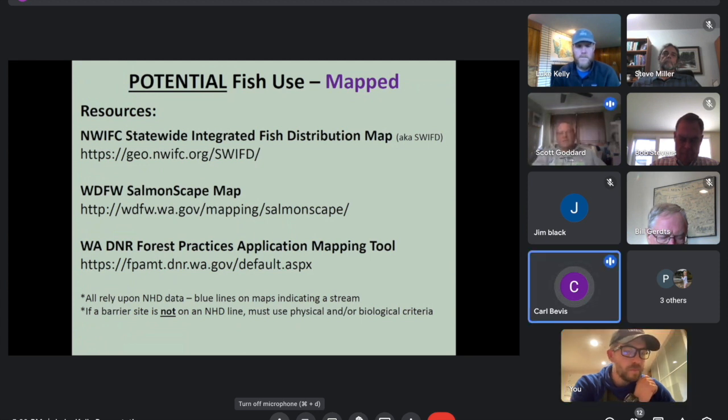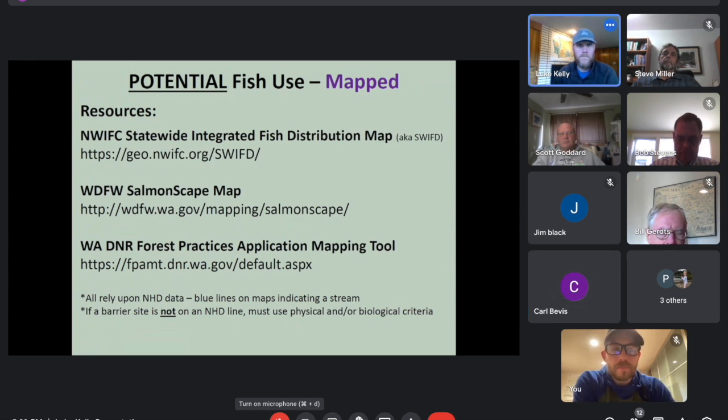Carl here again, maybe I should know. You can overlay these fish use maps and the culvert stuff in some of the layers, right? Yeah, that's a really good point. They pull in Salmonscape into DFW's barrier database. You can actually turn those layers on in our barrier database, the statewide one that we access.